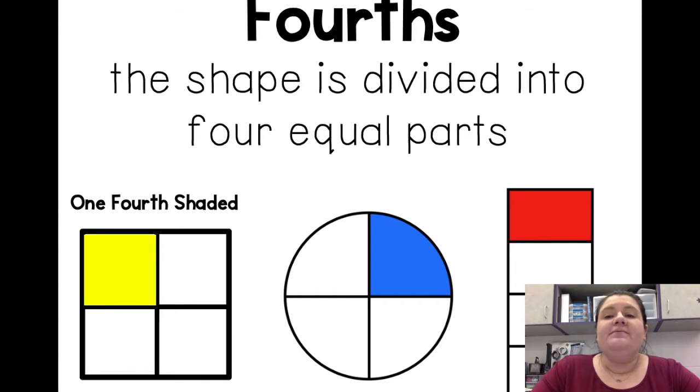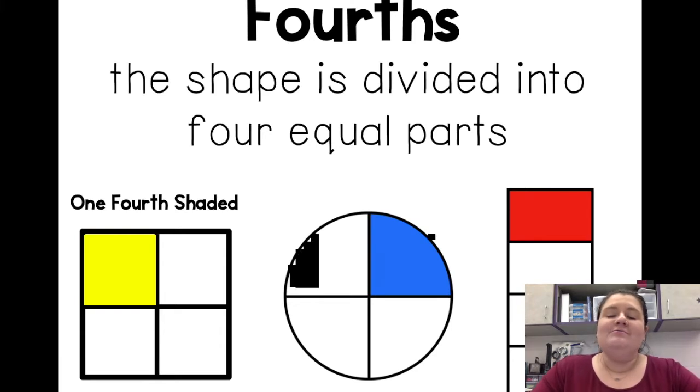So fourths is one of the ways that we can divide our shape, and fourths are divided into 4 equal parts. So here I have a square, and in this square you have 1, 2, 3, 4. All of these squares are the same size, and there's 4 pieces of them. Then you also have a circle that is also divided into fourths. So as you can see, this is similar to a pizza. Each pizza slice is the exact same size.